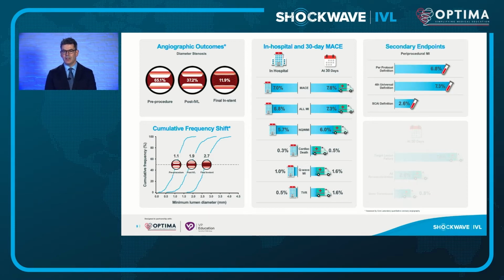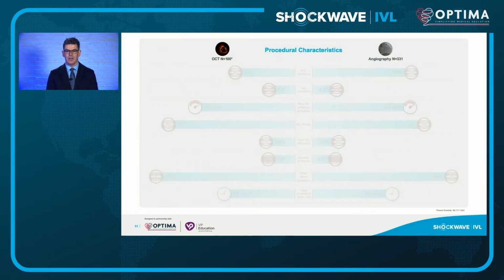With the secondary endpoints, looking at peri-procedural MI, using our per protocol definition was a 6.8% rate, with using the fourth universal definition 7.3%, and then using the more contemporary SCAI definition 2.6%. Here we see the target lesion failure at 30 days of 7.6%, with all revascularization 2.6% and stent thrombosis 0.8%. These are the procedural characteristics, and we've compared the OCT substudy patients to those with angiography alone.